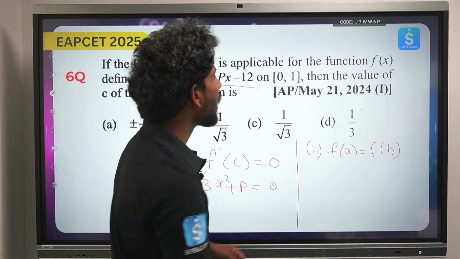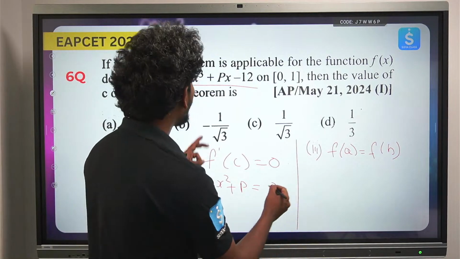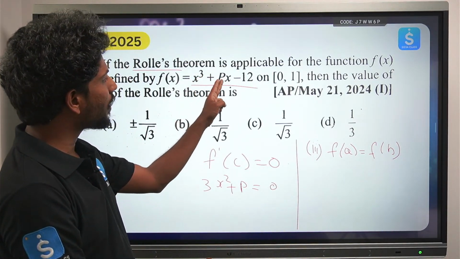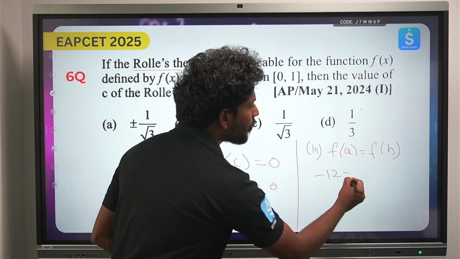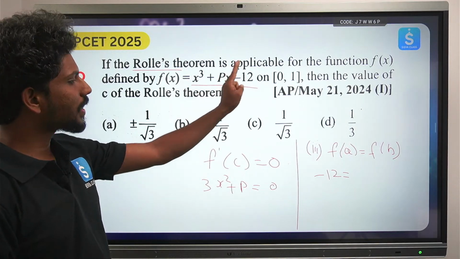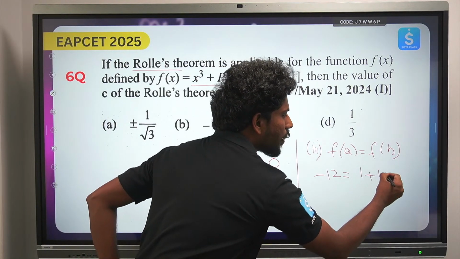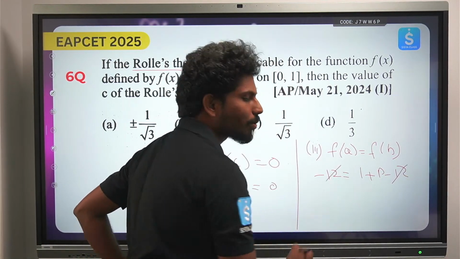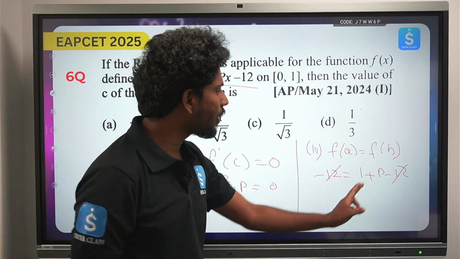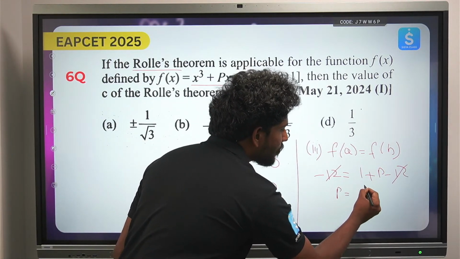What is f of a over here? F of 0. So if you try to substitute 0, 0 plus 0 minus 12 is equal to, what is f of 1? 1 plus p minus 12. So can I cancel minus 12 and plus 12? So I got the value of p to be minus 1.